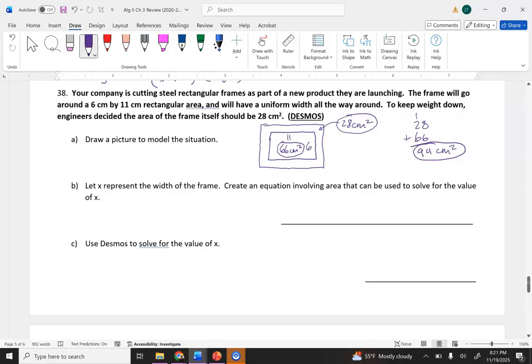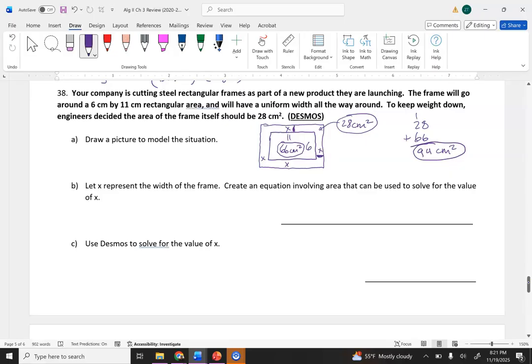All right, so let's go to part B. Part B says let x represent the width of the frame. So all the way around the edge here, everywhere around here, this width right here is x. Now we need to create an equation involving area that can be used to solve for the value of x. You can do this in a couple different ways, but one way is going to be a lot faster and a lot easier, so that's the way I'm going to show.